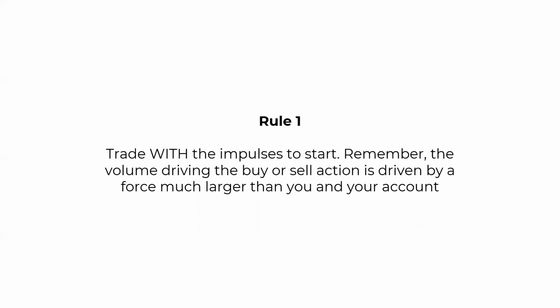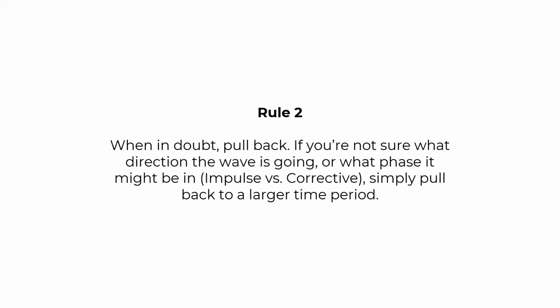You have context there. You have your roadmap set with Elliott Wave. You're looking for that impulse breakout. You get that impulse breakout, like that first trade that we were talking about a second ago, and you match that with volume. And then you're, again, trading with a force much larger than you or your account, like banks, institutions, and whatnot. Rule 2, when in doubt, pull back.